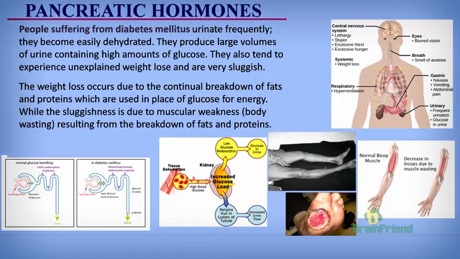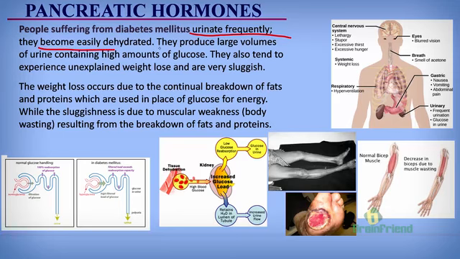A person suffering from diabetes mellitus tends to urinate frequently. This is because a large volume of glucose is being excreted from the blood by the kidney. And as the glucose is excreted, of course, a large volume of water will be excreted along with the glucose. This will result in frequent urination. And as you know, because the diabetic patient urinates frequently, a large volume of water and glucose leaves the body, and it will also lead to intense dehydration.